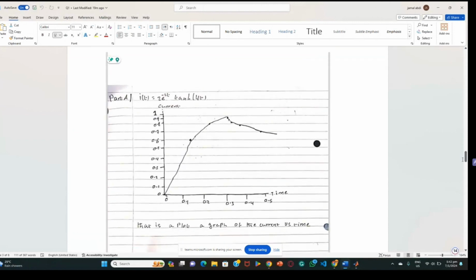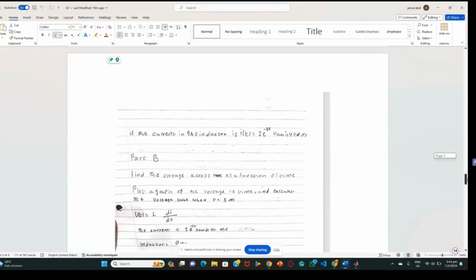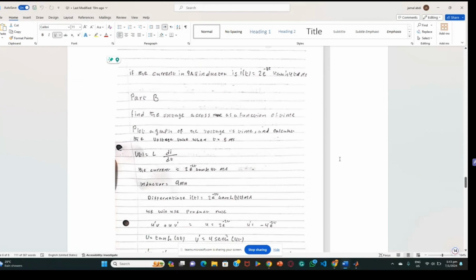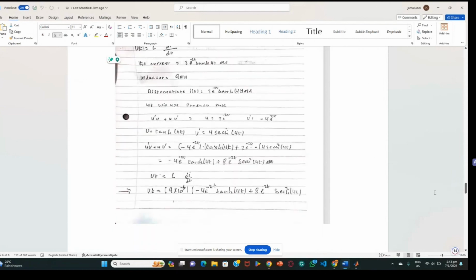So this is the first equation in the manual calculation, part A. This is plotting a graph of the current against time. It's here, and it's the same as from the MATLAB, and this one is from part B. So find the voltage across the inductor as a function of time, plot a graph of the voltage against time, and calculate the voltage value when it is 5 milliseconds.